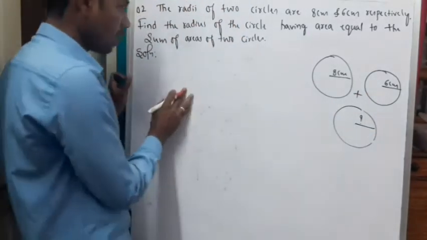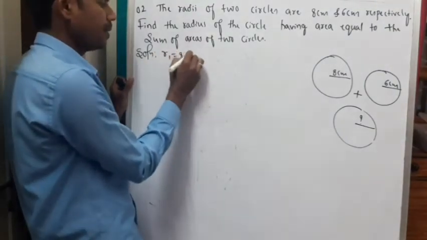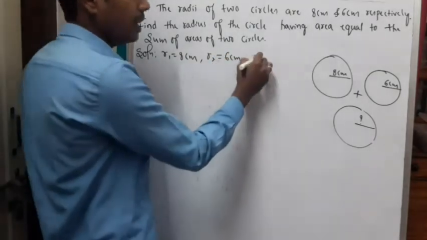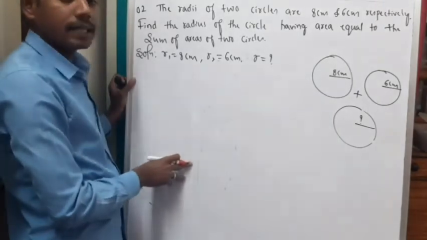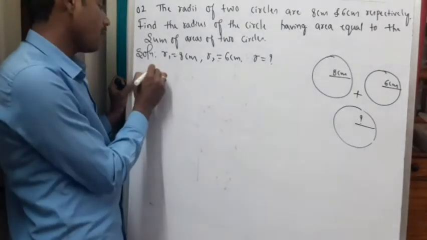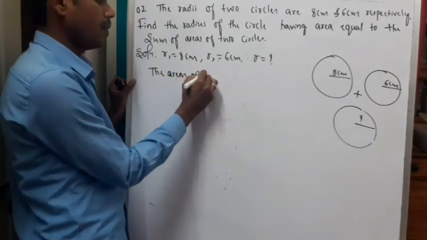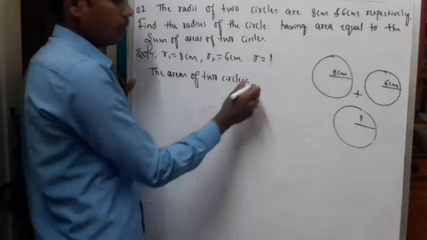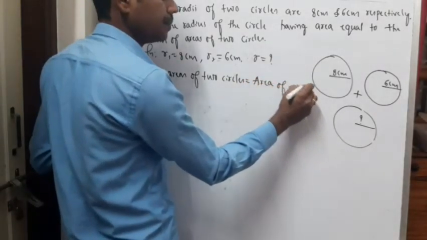Okay. Now, what is the condition given? First we will write down R1 is equal to 8 centimeter and R2 is equal to 6 centimeter. We need to find R, which is the radius of the new circle. So what is the condition given? The areas of two circles is equal to area of a new circle.